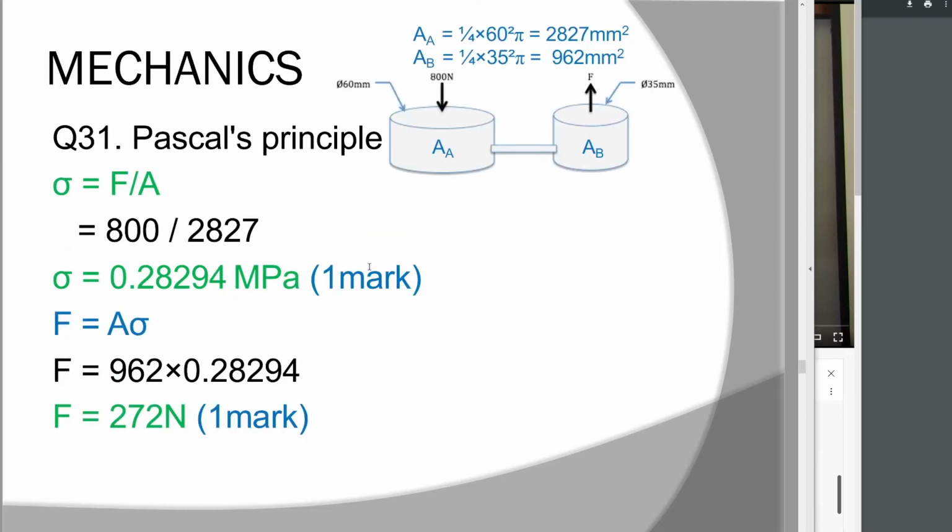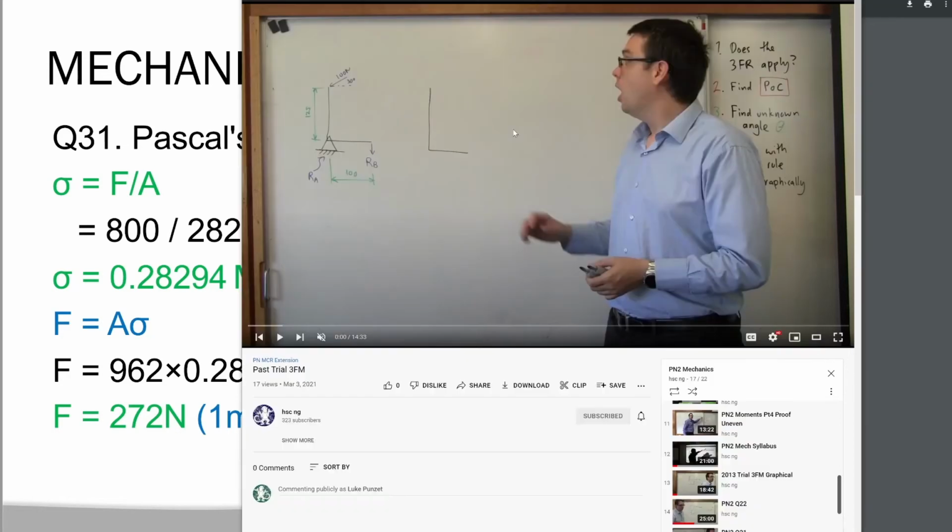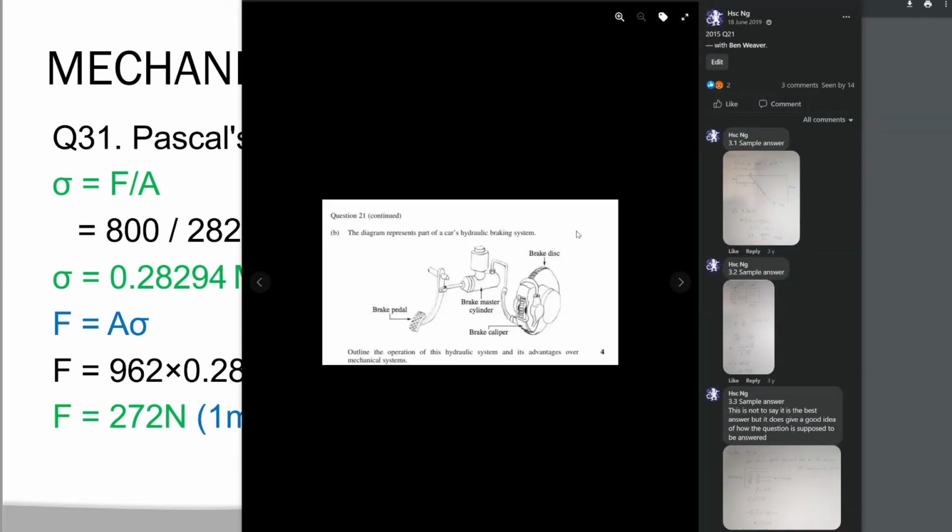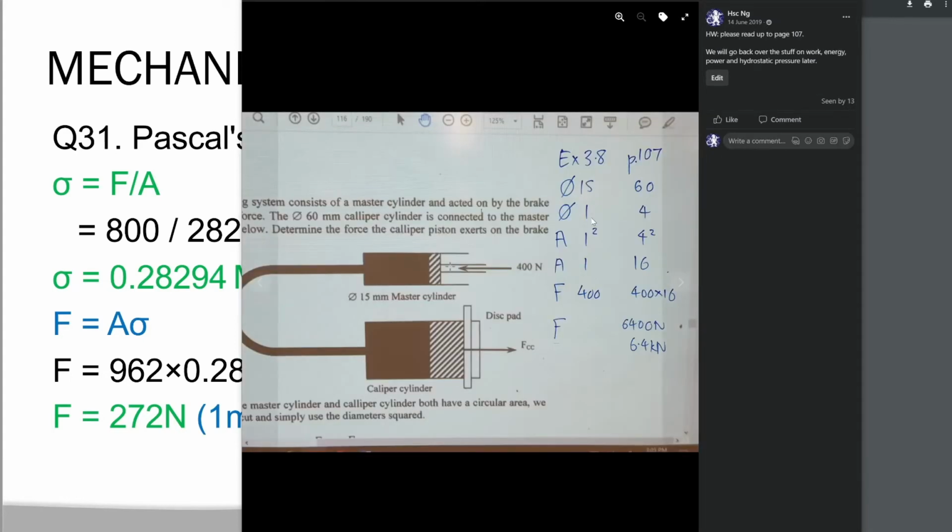Okay, so next we have Pascal's principle. Where do I have notes on Pascal's principle? Here we go. Okay, so we learned about Pascal's principle when we did the brakes report, and we can see here, so we have the brake pedal. The brake pedal is going to push on a master cylinder, and Copeland has a question that looks like this. And so this is exercise 3.8.